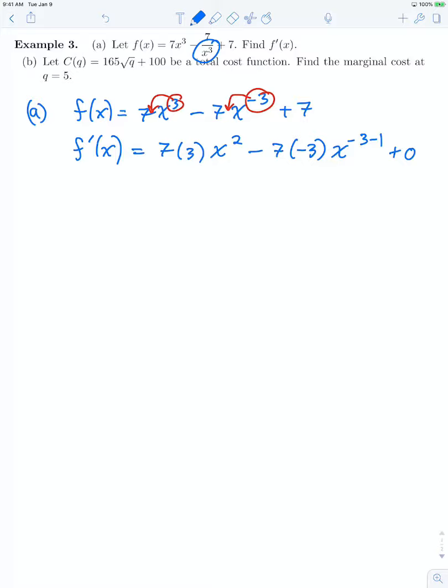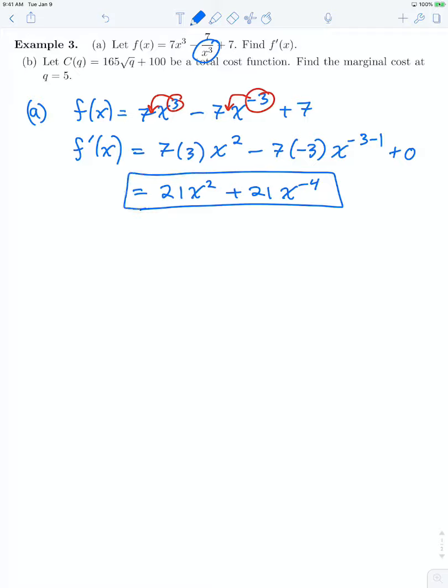That negative 3 minus 1 is another source of very common mistake, where people don't subtract correctly, and maybe they think that it becomes negative 2. And so that's why I said to write it out. Negative 3 is its own number, minus 1 is its own operation, and then we combine them hopefully correctly. If I clean this up, I get 21x squared plus 21x to the negative 4. And I'll just stop there.